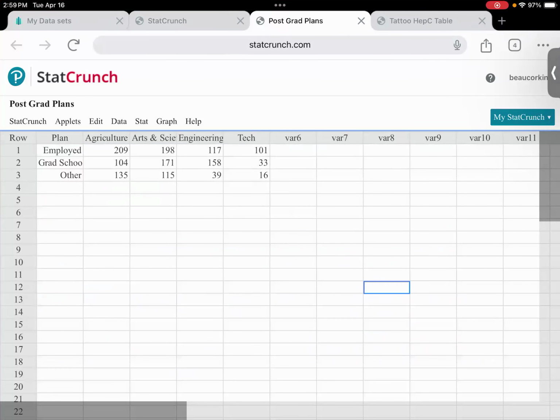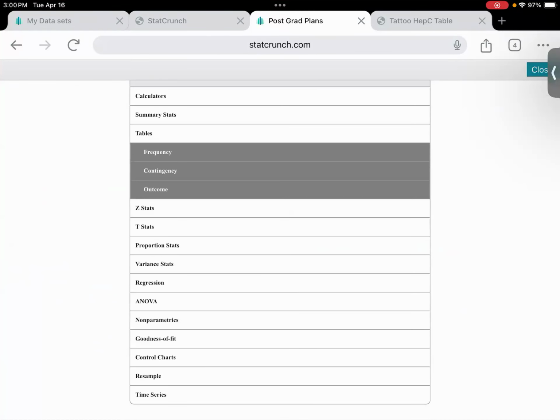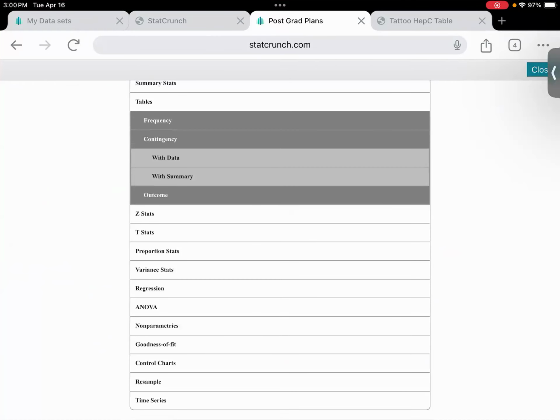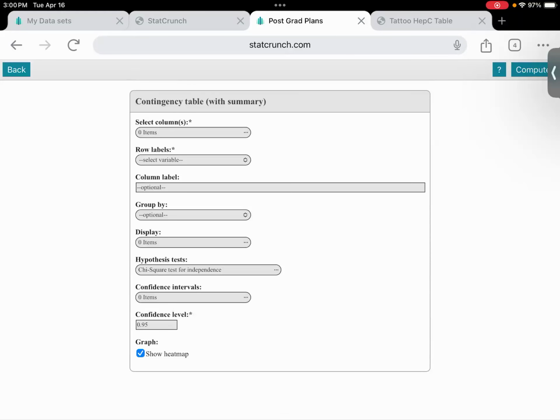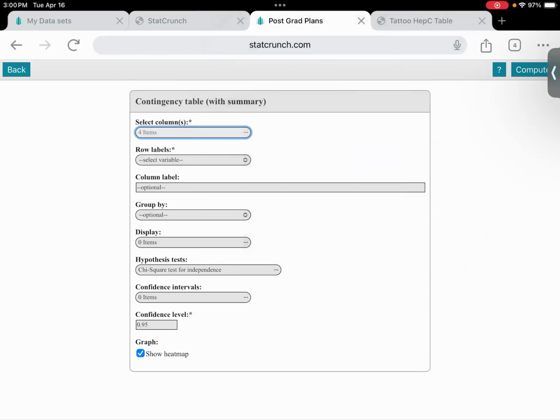Okay, so here's our post-grad plans data set. Stat, tables, contingency. And that should be familiar. We've been doing contingency tables since we initially started, right? That was the Titanic data set we looked at way in the beginning. And we have, this is with summary. Okay, this is not data. All right, so select my columns, which is all 4 of those.